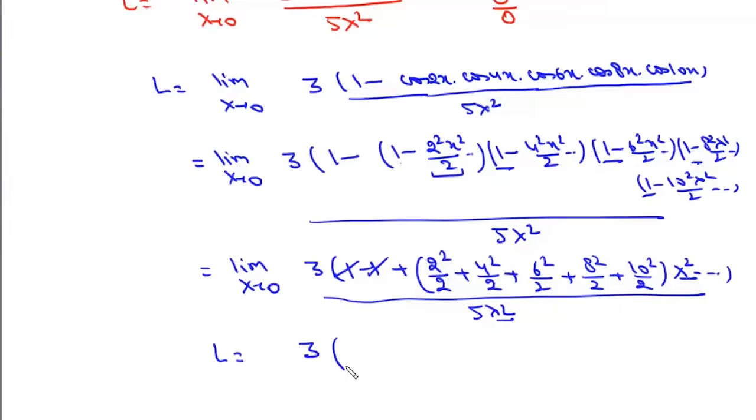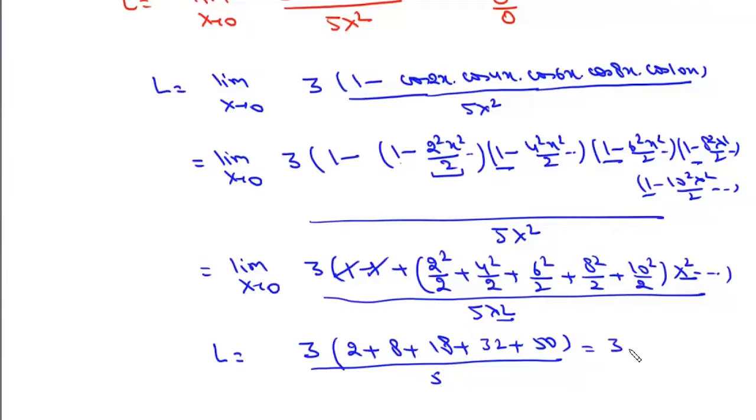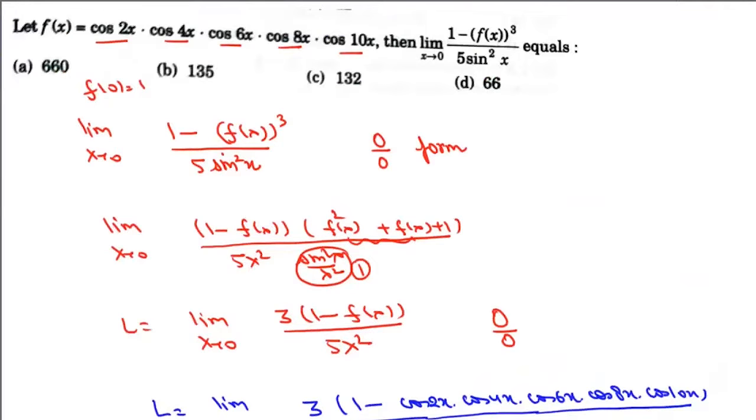So it will be this 3, and this is 2 plus 8 plus 18 plus 32 plus 50 divided by 5. Now this is 10 and 40, 50. Now this is 10 and 50. So it will be 3 into 110 divided by 5. Now this is 22. So the answer to this limit is 66. And that's your option D.